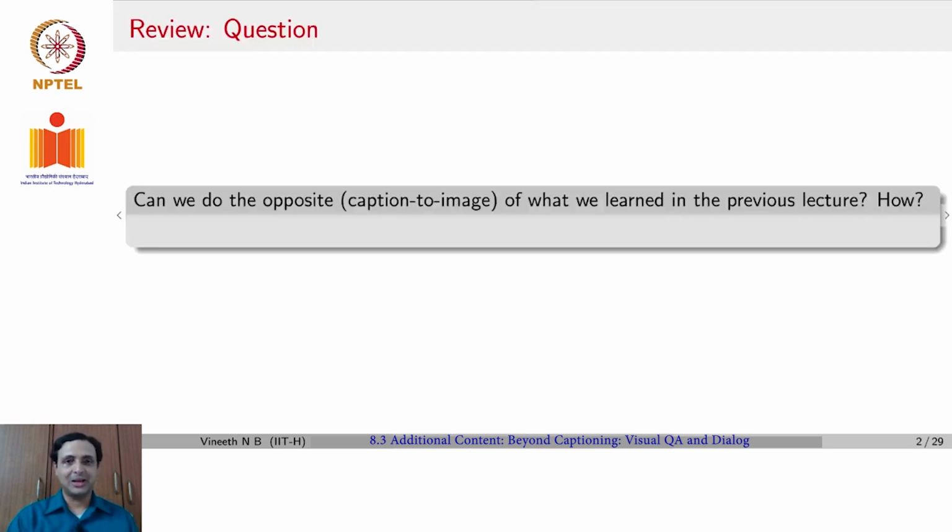One question that we left behind was, instead of image captioning, can we do the opposite? Go from caption to image using any models that we've seen so far? We can, but not using the models that we have seen so far. We will see generative models quite soon and see how we can use them to do caption to image generation.